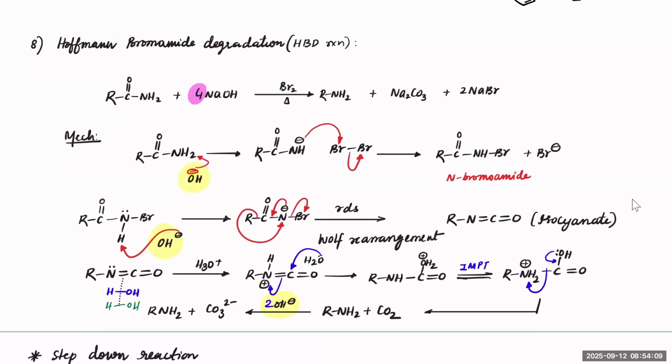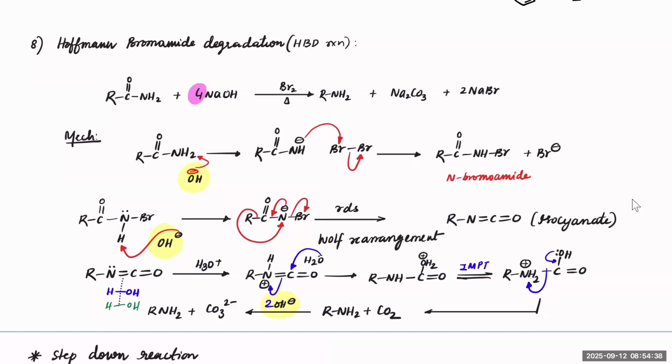It will generate primary amines only. Second thing, primary amines only. You cannot get secondary amine or tertiary amine in this case. Clear? And there is an intermediate which is involved in it, and the intermediate's name is isocyanate. This is its structure. Understood?